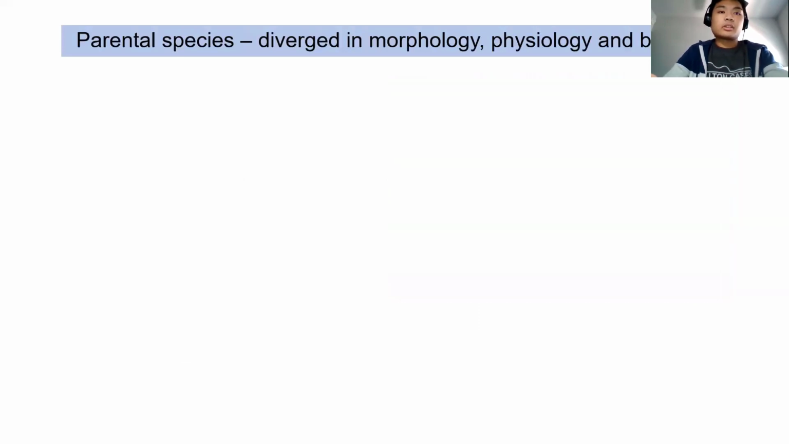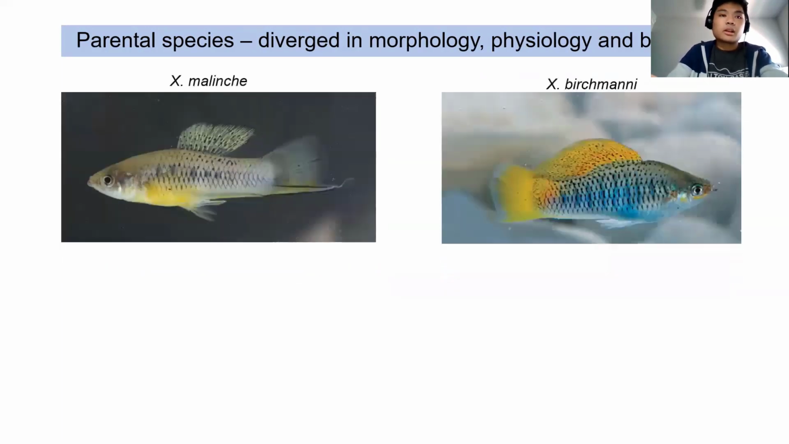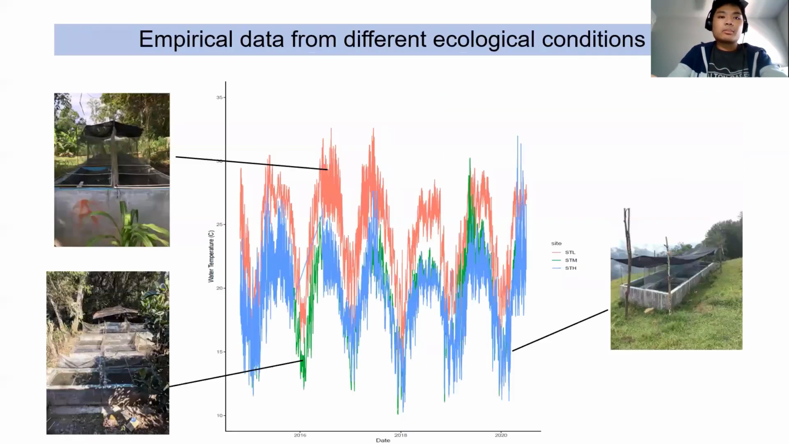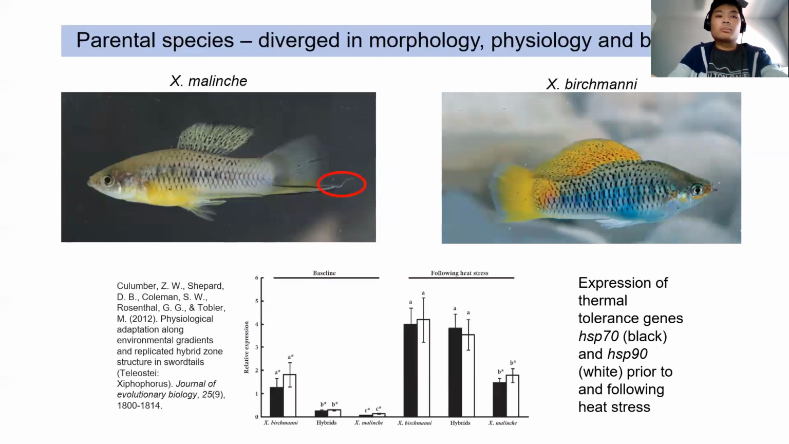Every research question needs an appropriate model system, and in this case, the Xiphophorus hybrid complex we study is ideal for several reasons. Firstly, the two parental species, Xiphophorus malinche and Xiphophorus birchmanni, are differentiated morphologically, physiologically, and behaviorally. In terms of this project, the most relevant of these differences are the presence of sexually selected caudal fin extension in malinche males, species-specific expression of traits under natural selection, specifically thermotolerance, and finally, species-specific female preference for male sexually selected traits.